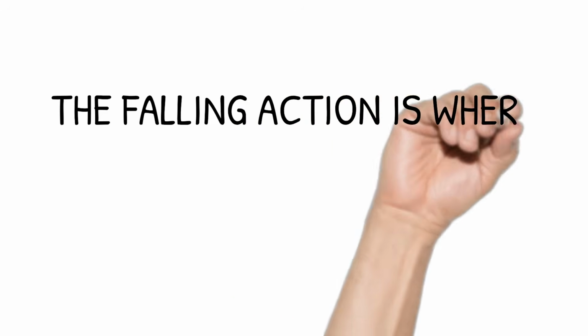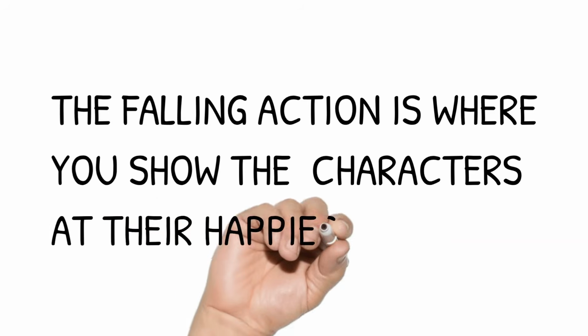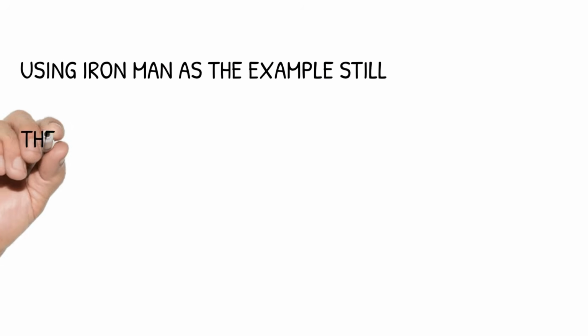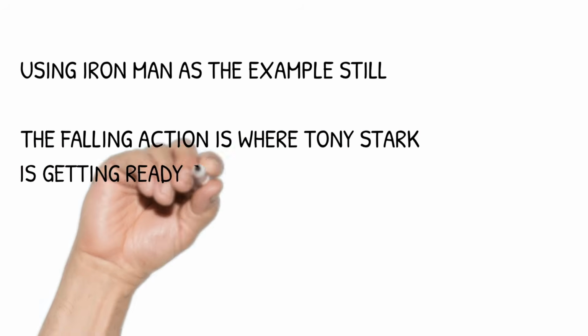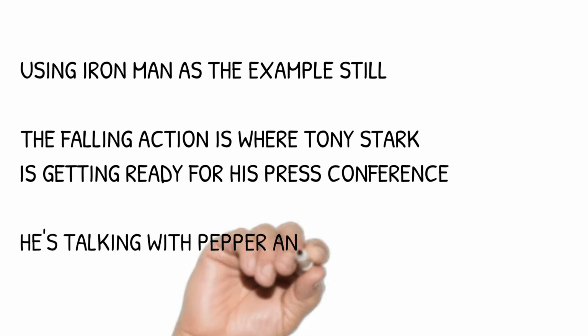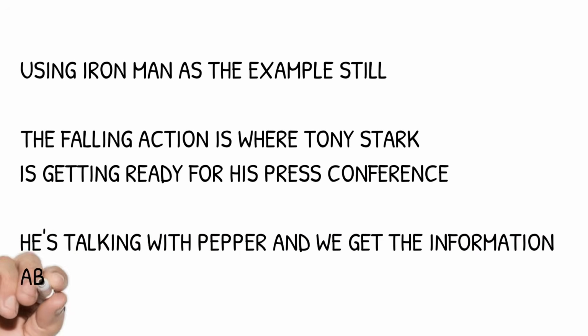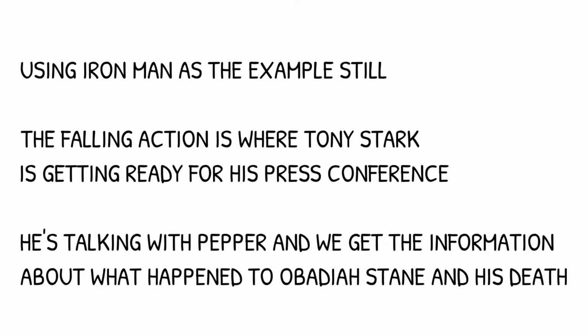The main element for the falling action is where you show all the characters at the happiest. So let's continue using Iron Man as an example since we've been using it thus far. The falling action is where Tony Stark is getting ready for his press conference, right? He's talking with Pepper Potts and Agent Coulson, and we get more information about Obadiah Stane and how the cover-up of his death is going.